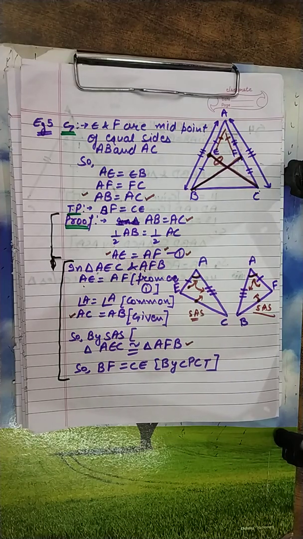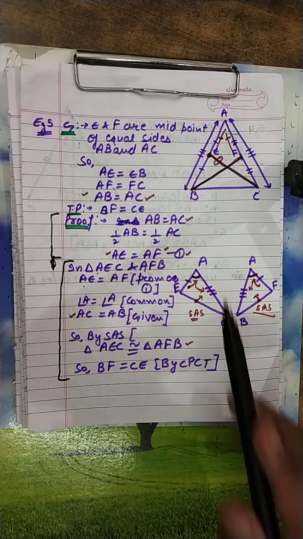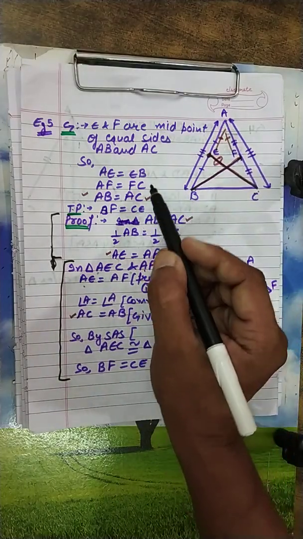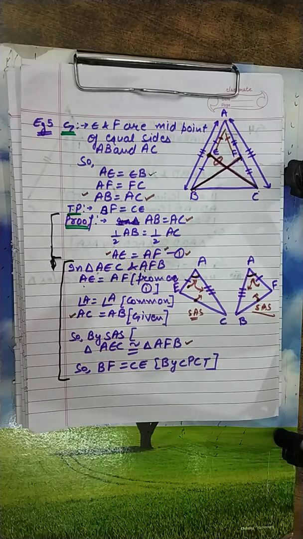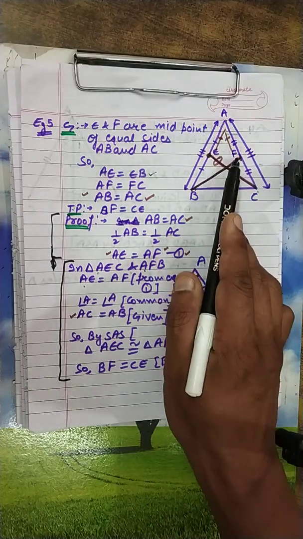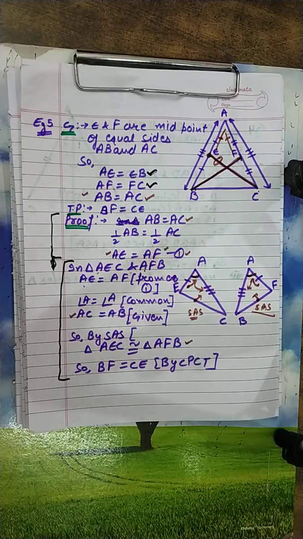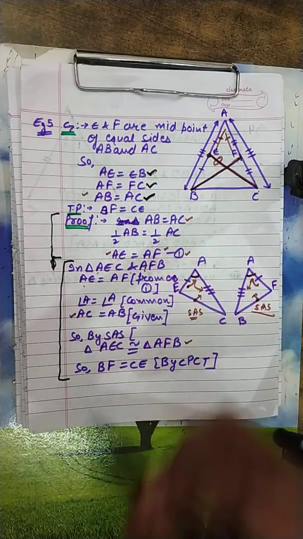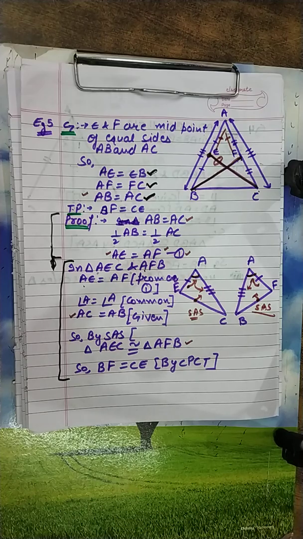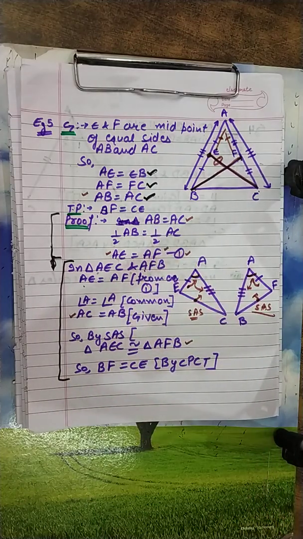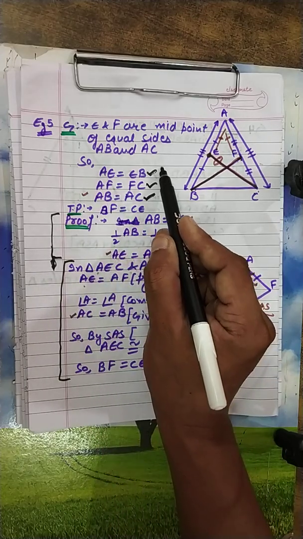Second thing, now read the first line. E and F are respectively the midpoints of AB and AC. If E is a midpoint of AB, it means AE equals EB. If F is a midpoint, then AF equals FC. And AB equals AC already given in the question. It means from the first line that is given in the question, we get these three things.